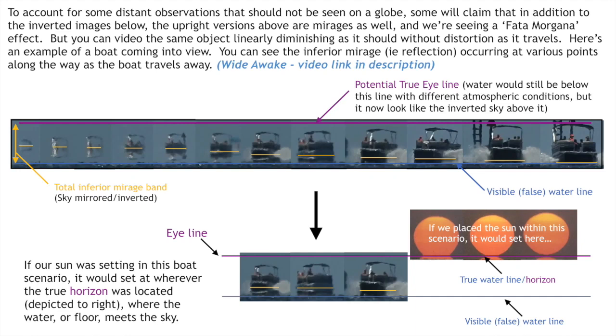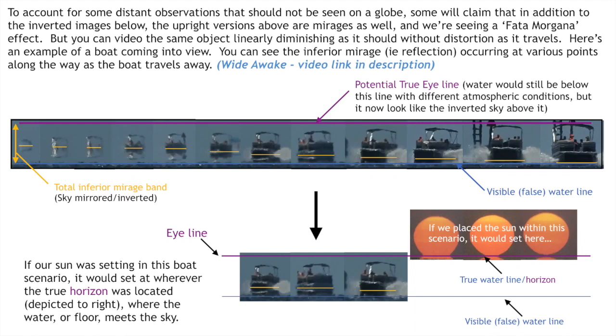But you can video the same object linearly, diminishing as it should without distortion as it travels. So you can place a straight line along that image. There is no distortion of the image or movement of the image, disappearing, reappearing, moving up and down like it would with a typical refraction phenomenon. That is the image itself. It's just moving further away.